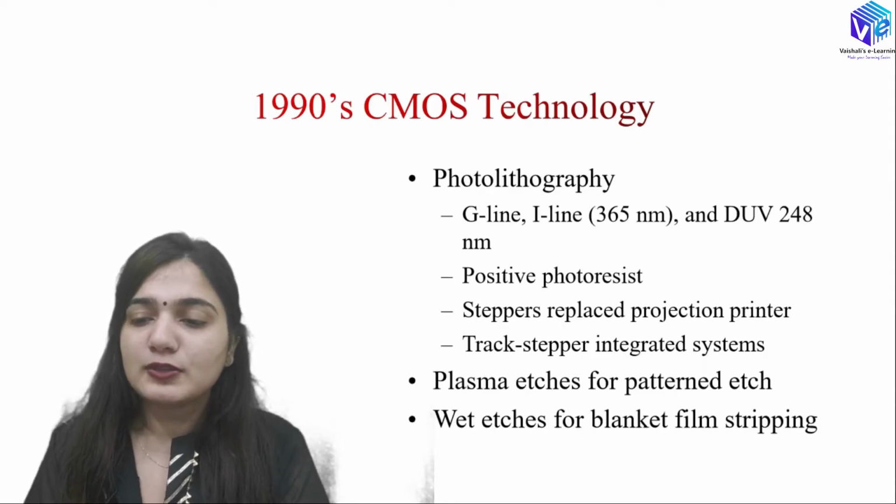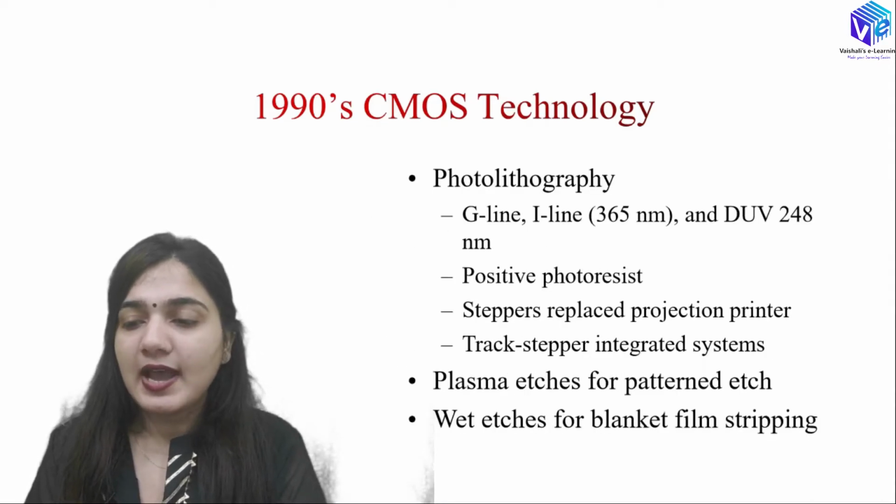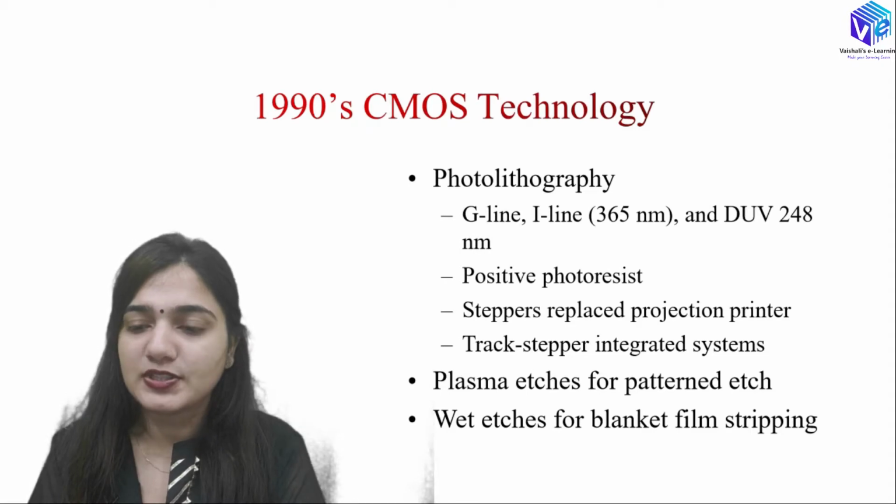After that, in the photolithography we were using G line, I line and deep UV. So I line was used at 365 nanometer and deep UV at 248 nanometer. We were using the positive photoresist and the steppers replaced the projection printers.